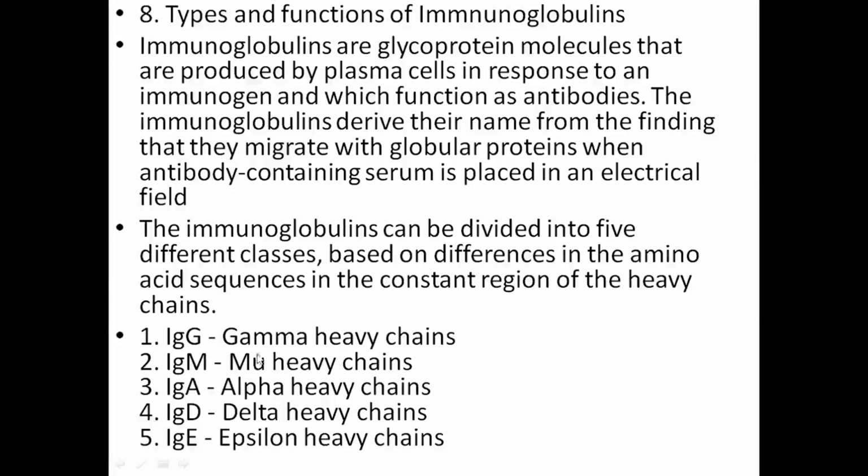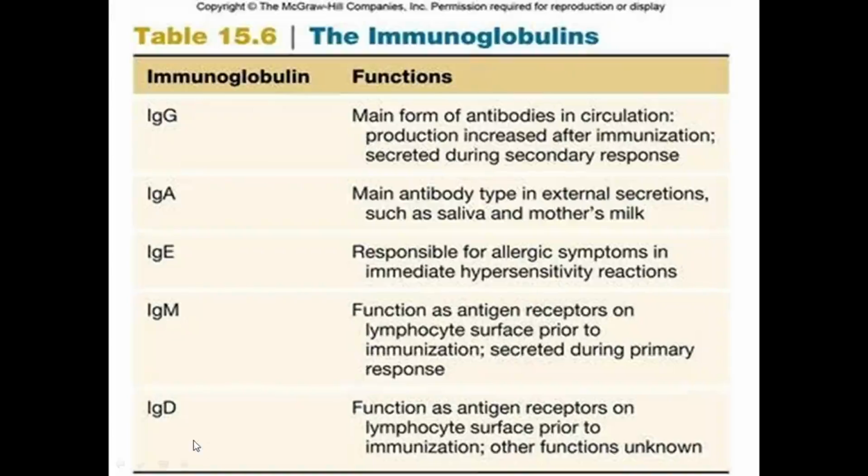IgG has the gamma heavy chain, IgM the mu heavy chain, IgA the alpha heavy chain, IgD the delta heavy chain, and IgE the epsilon heavy chain. These are the functions of the immunoglobulins. IgG is the main form of antibody in circulation; its protein level increases after immunization and it is secreted during the secondary response.